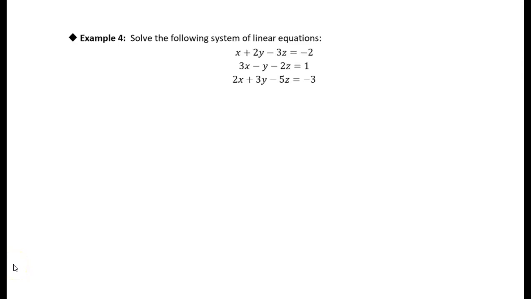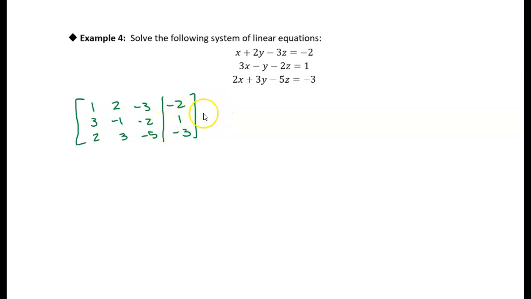All right, so let's take a look at this system of equations. I'm going to, again, just write the augmented matrix for this system. So we have 1, 2, minus 3, negative 2. We have 3, minus 1, minus 2, and 1. And then we have 2, 3, minus 5, negative 3.